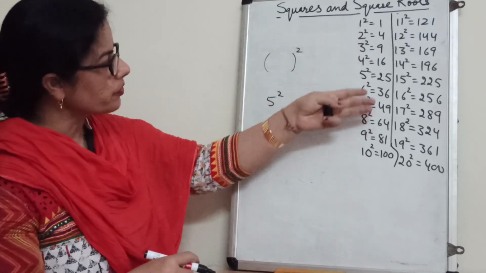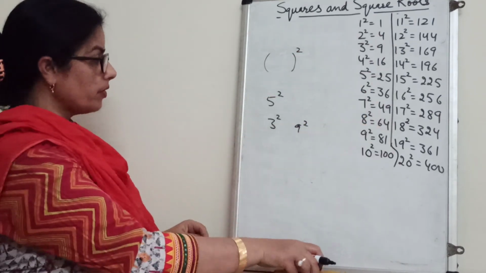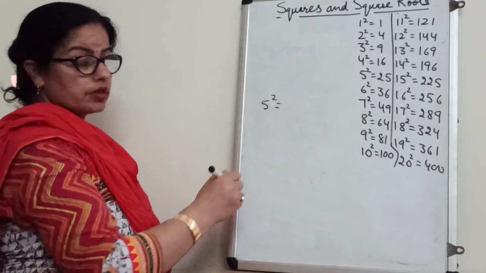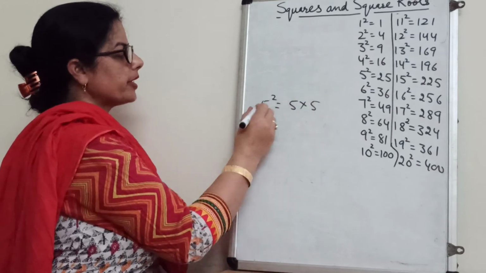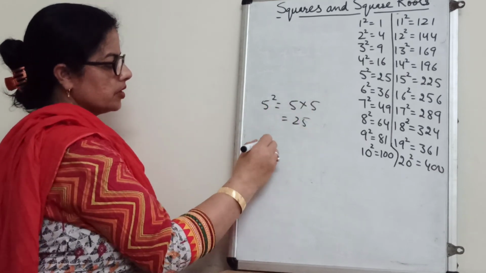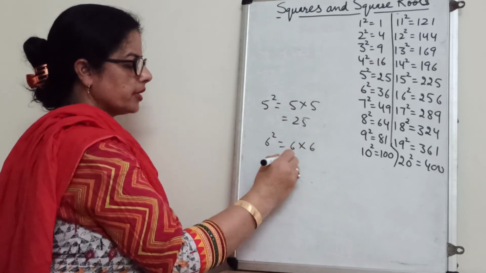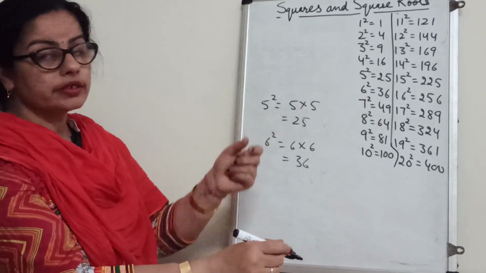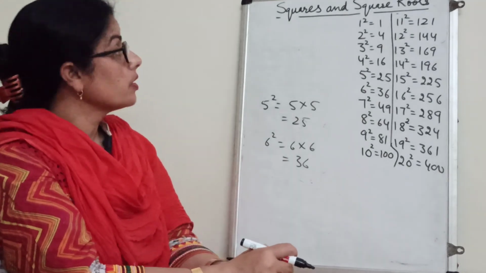See, here also some squares are given to you. If we want to find 5 square, then how will we solve it? 5 into 5, we will write 5 two times, that is 25. 6 square means 6 times 6, that is 36. We multiply the base 2 times and then we get the square of a number.